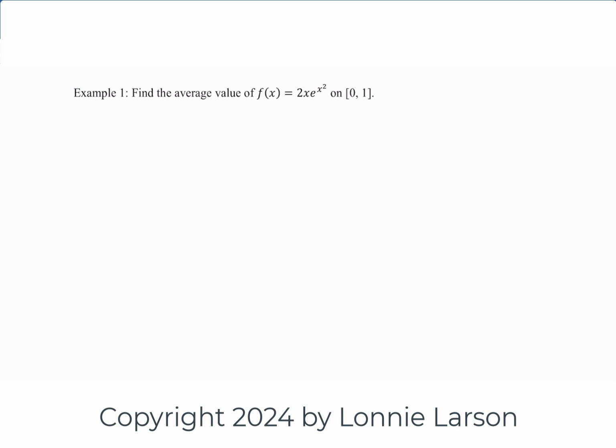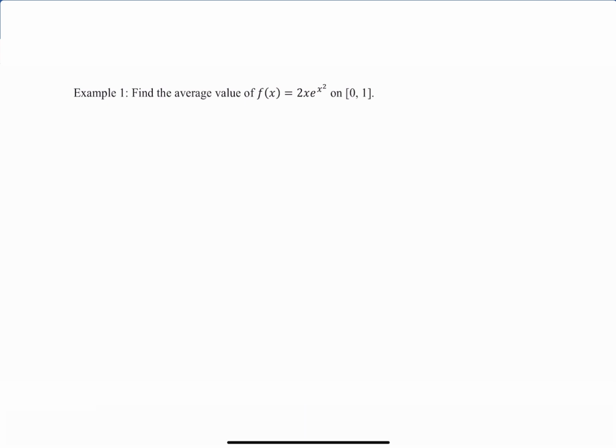Let's find the average value of f of x equals 2x e to the x squared on the interval from 0 to 1. The formula we just came up with says that average function value will be 1 over 1 minus 0 times the definite integral from 0 to 1 of our function 2x e to the x squared dx.